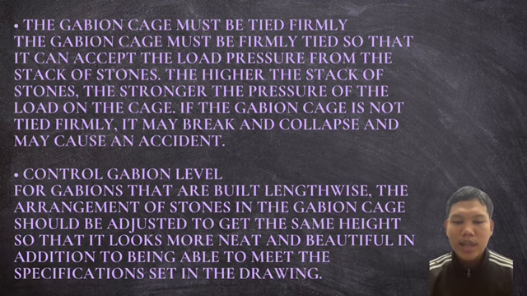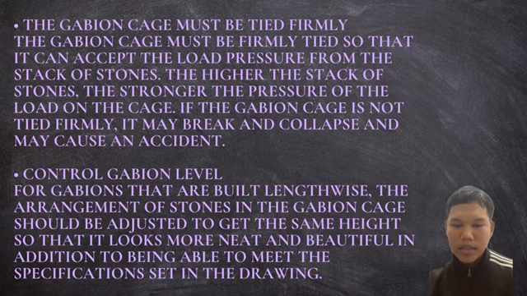Next, the gabion cage must be tied firmly. The gabion cage must be firmly tied so that it can accept the load pressure from the stack of stones. The higher the stack of stone, the stronger the pressure of the load on the cage. If the gabion cage is not tied firmly, it may break and collapse and may cause an accident.